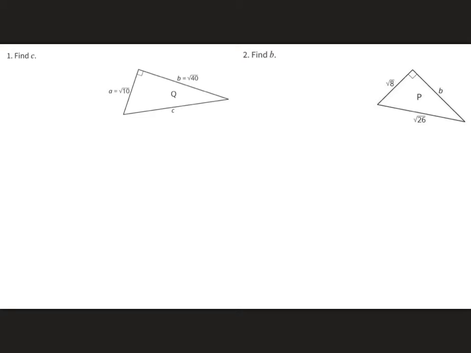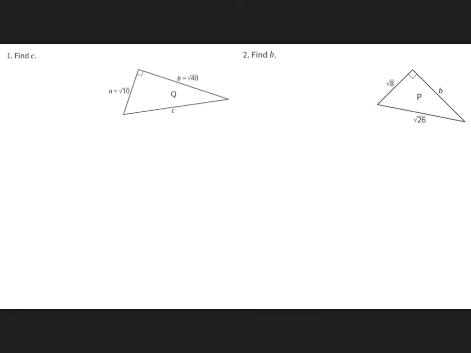All right, so what we're going to use the Pythagorean theorem to do is to find unknown sides of right triangles. So this first problem, notice that they want us to find c. Well, c here is the hypotenuse. It's across from the right angle. They give us the lengths of the two legs, and we have to find c.